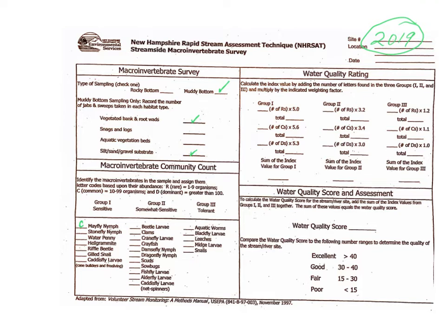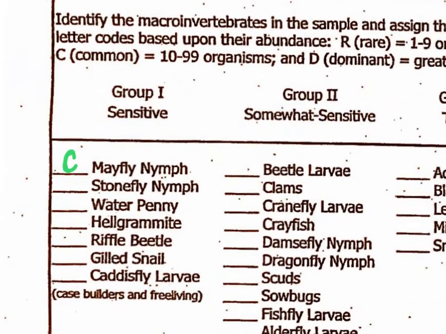So I'm going to put an R. Whoops, hang on, don't want to do that. I need to go a little larger on this so I can do this correctly. Let me erase this. So I have an R, an R, and an R. And for caddisfly larvae, we have 7. That's another R.